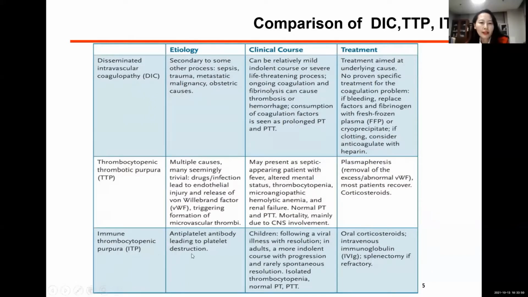ITP is an antiplatelet antibody leading to platelet destruction. ITP often has isolated thrombocytopenia. Its PT and APTT are normal.